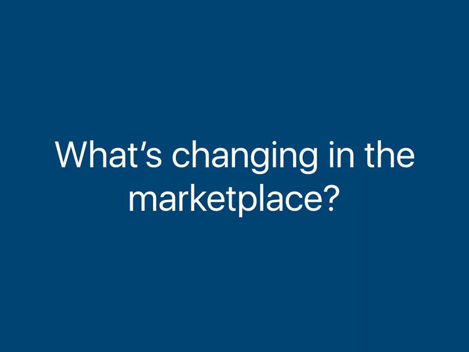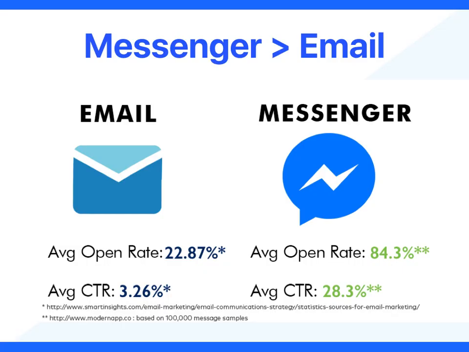So let's take a look at what's changing in the marketplace. The first is the comparison between email and messenger. Now, if you look at this slide here, the average open rate for email is 22.87% to be exact. You might get something better than this average, but this is just an average metric for your reference. And the average click-through rate is 3.26% for email. Now, if you look at the average open rate of Messenger, that's 84.3%, and the average click-through rate is 28.3%.